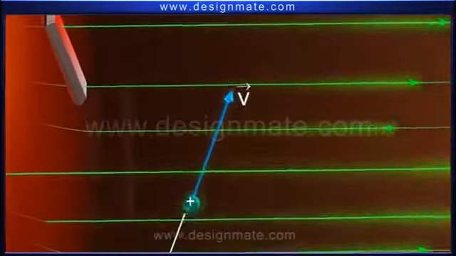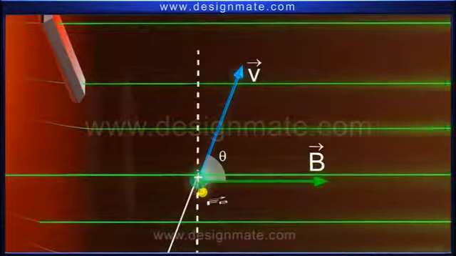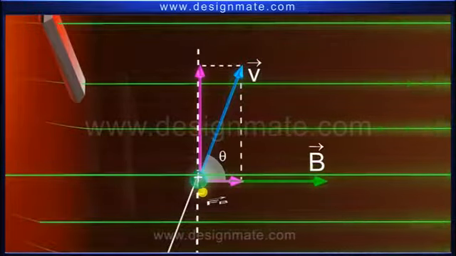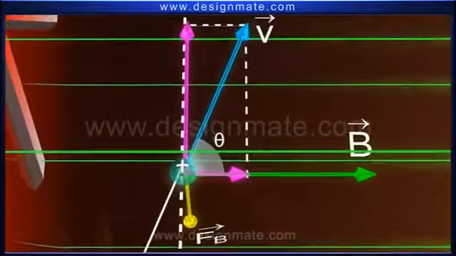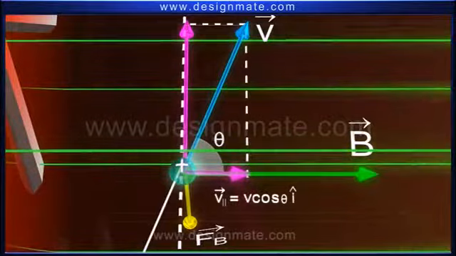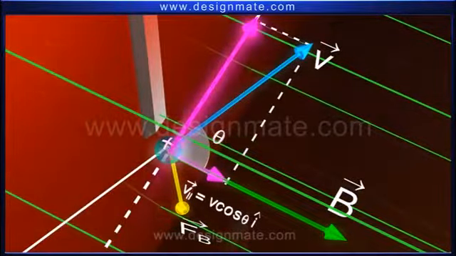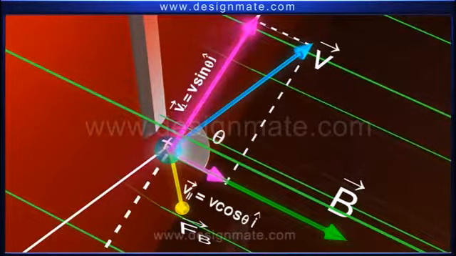They move further along the straight line to strike the screen and form a spot. Now, fire a positive charge with its velocity vector making an angle theta with the magnetic field. The vector v can be decomposed into two perpendicular vector components. One is parallel to vector B: vector v parallel equals v cos theta i cap. The other is perpendicular to vector B: vector v perpendicular equals v sin theta j cap.